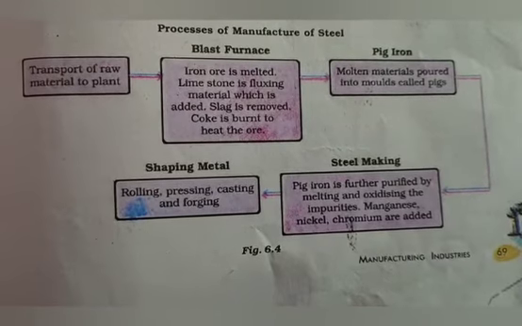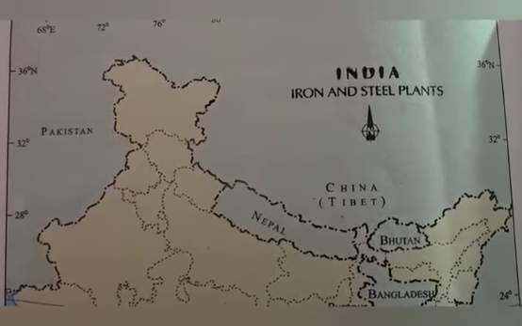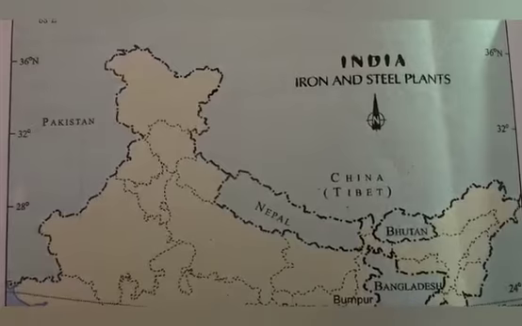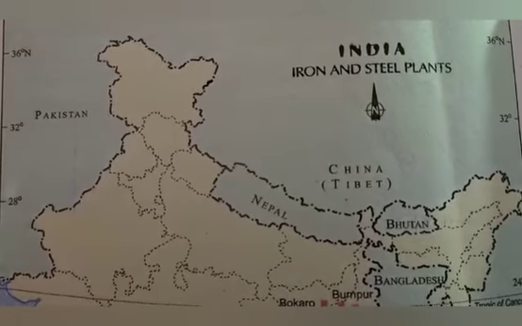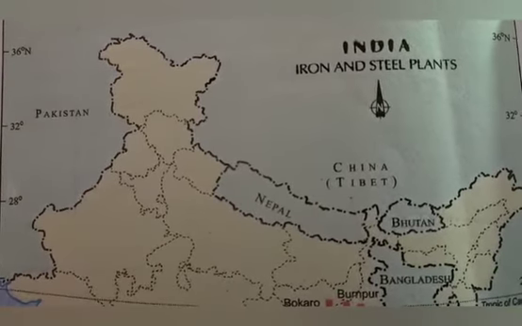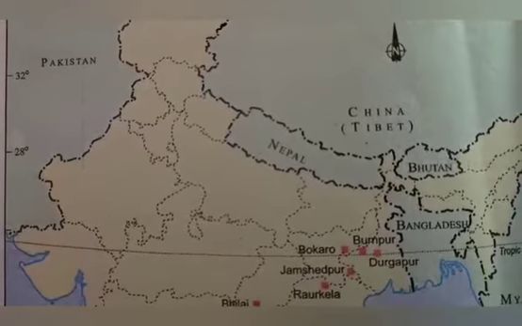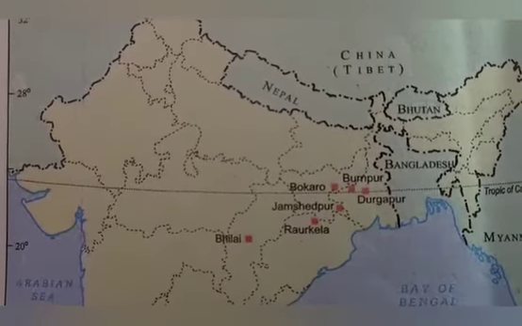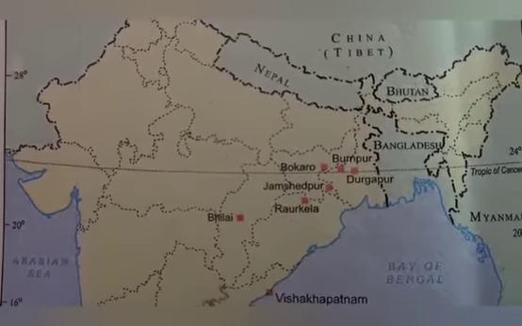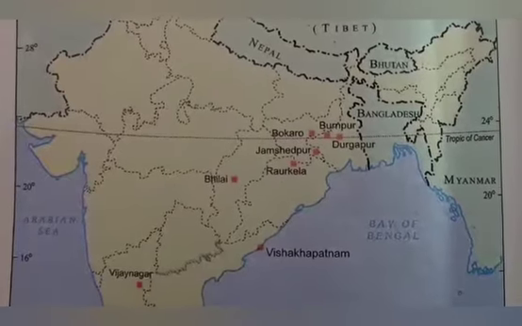Next, you are going to see the iron and steel plants in India. Majorly we can say Bokaro, Burnpur, Durgapur, Jamshedpur, Rourkela, Bhilai, Visakhapatnam, Vijayanagar and Bhadravati in Karnataka, and Salem in Tamil Nadu. In these areas we can see the major iron and steel industries. Once again I will repeat: Burnpur, Bokaro, Durgapur, Jamshedpur, Rourkela, Bhilai, Vijayanagar, Bhadravati and Salem. Vijayanagar is nothing but Ballari.